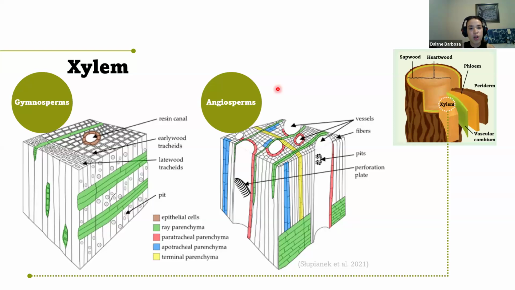For the transport, we have the vessel elements. For the support, we have the fibers. For the storage, we have the parenchyma. And these two tissues have one kind of cell that is common, that is the rays, this green area. The rays make the communication between the center of the wood and the external part.